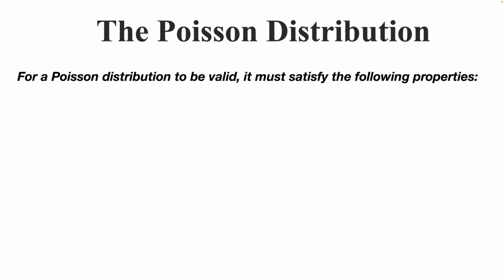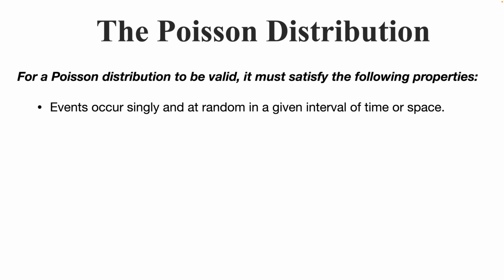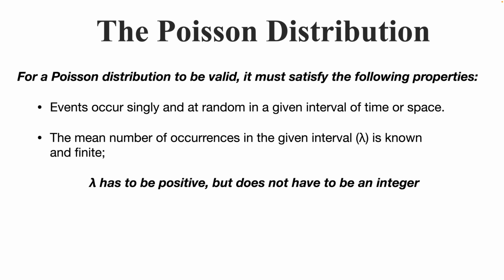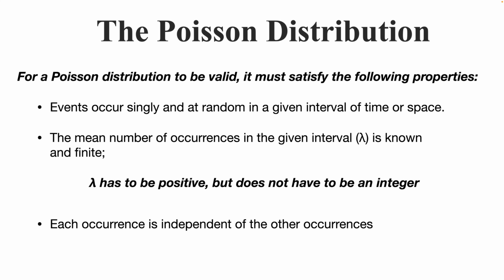For a Poisson distribution to be valid, it must satisfy the following properties. Events occur singly and at random in a given interval of time or space. The mean number of occurrences in a given interval, lambda, is known and finite. Lambda has to be positive but does not have to be an integer. And each occurrence is independent of the other occurrences.